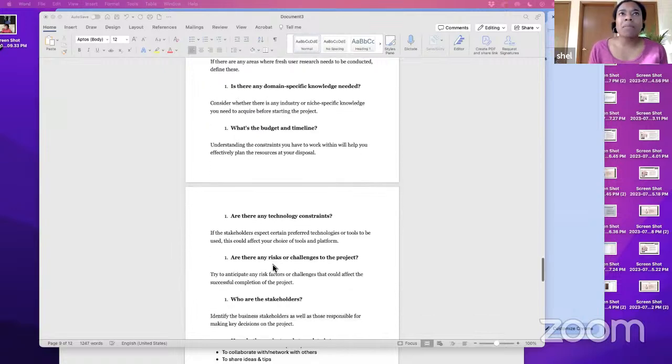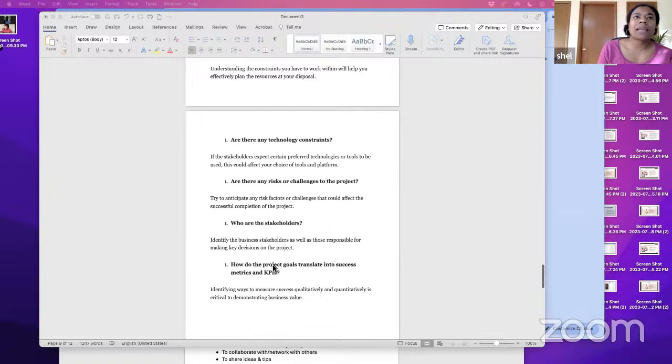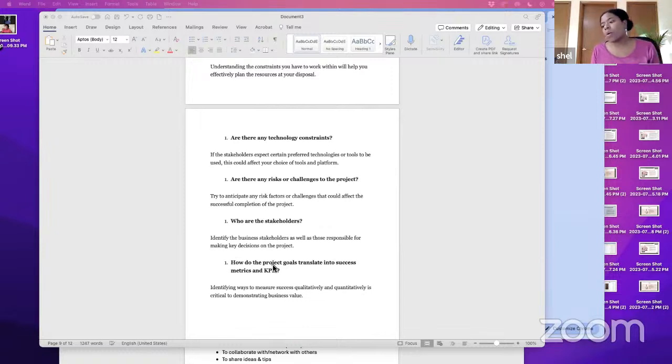What's the budget and the timeline? The budget in a corporate environment is not going to concern you. That's not a conversation you're going to be a part of. But if you're freelancing, the budget is going to be part of the conversation because you're charging for your services. Are there any technology constraints? Somebody may say, we don't have access to our own website, or we had another web developer and we can't get the passwords, or I can't get my logo. Are there any risks or challenges to the project?